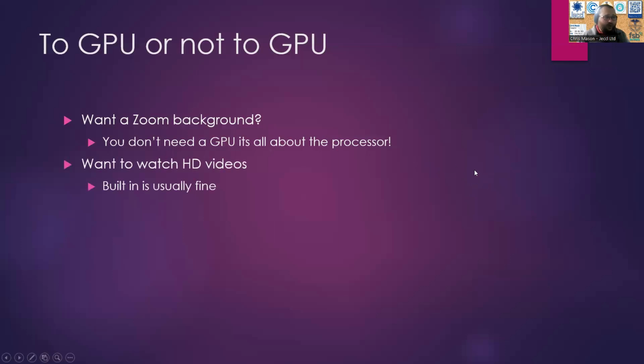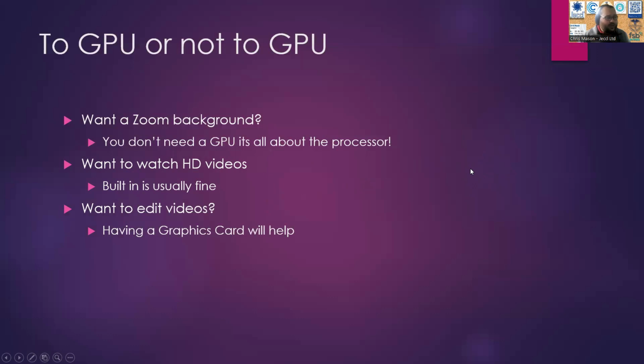If you want to watch high definition videos, most of the onboard graphics, Intel Iris, etc., or Intel integrated graphics, is going to be perfectly fine for watching high definition videos. High definition generally is anything 4 megapixels and above, believe it or not. So most built-in graphics cards will do fine.